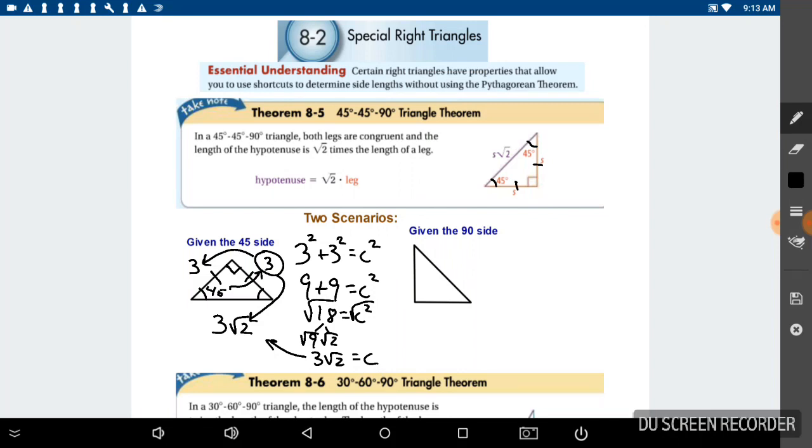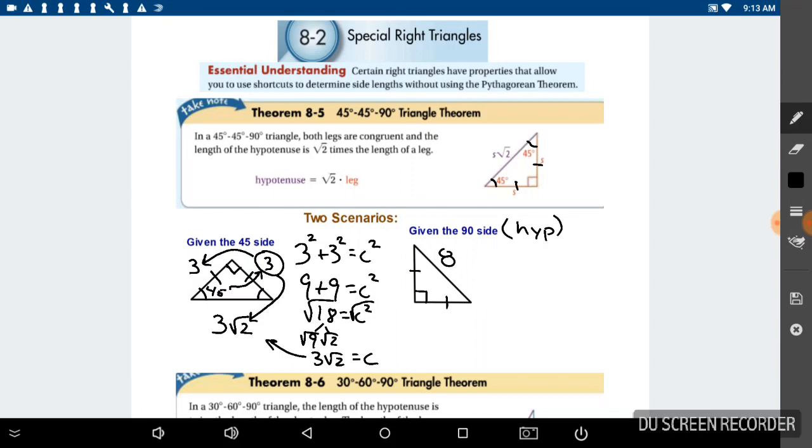Now the second scenario is when you're given the 90 side, which is obviously just the hypotenuse. Again, that's all you would need to know for it to be a 45-45-90. So now let's give the 90 side. Let's say it's 8, whatever. Now we can go backwards.